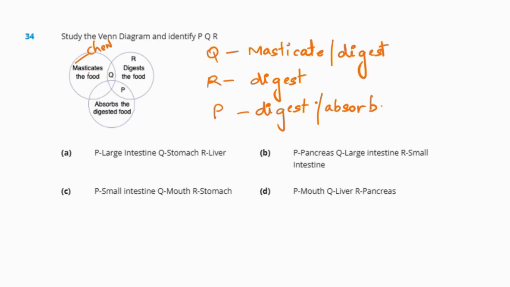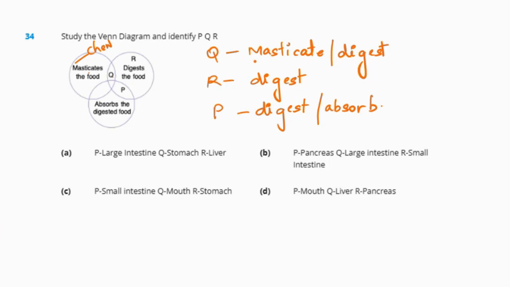So, what is P, Q, and R? Yes. So, P can be what? That can be small intestine, right? So, small intestine is responsible for the digestion and the absorption of food, right? So, our digestion starts from the mouth only, right? So, mouth is responsible for chewing, that is breaking down into smaller parts, and it mixes with the saliva, and the digestion starts from the mouth only, right?